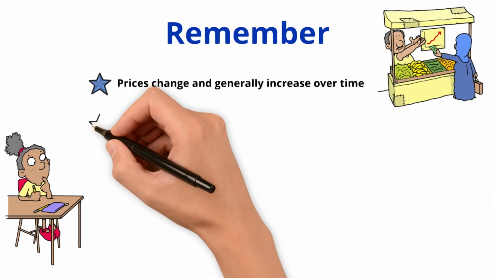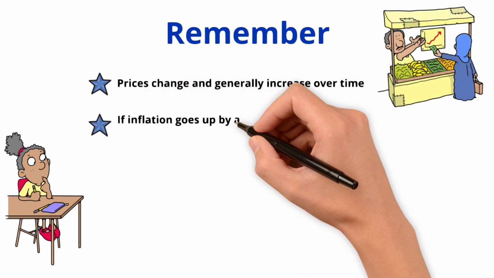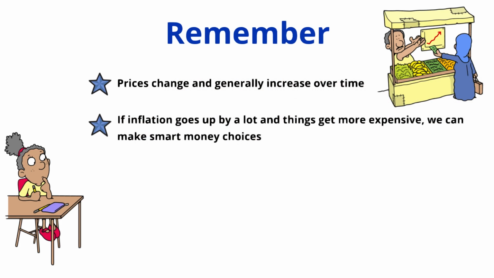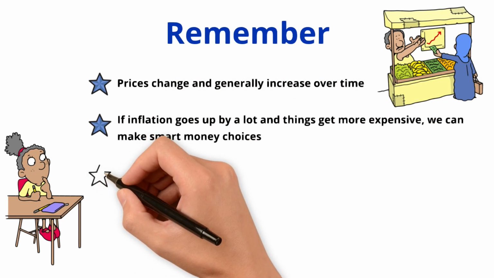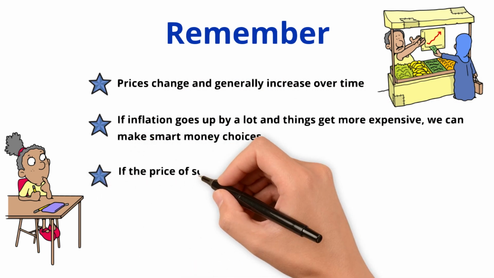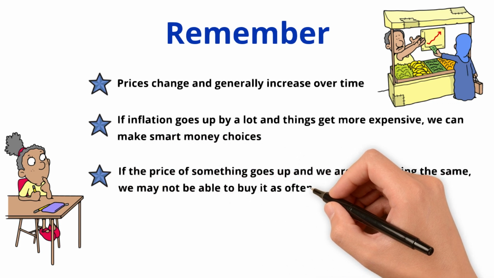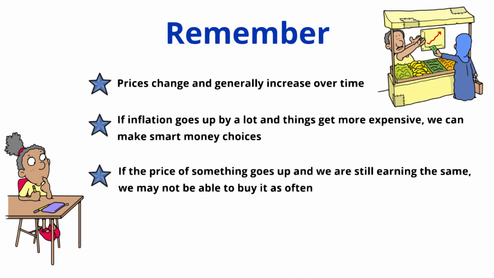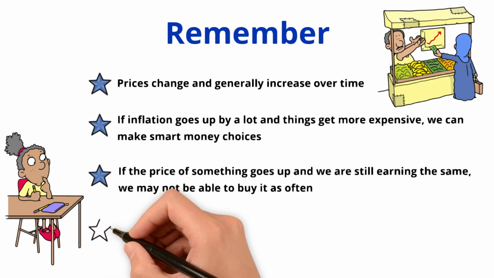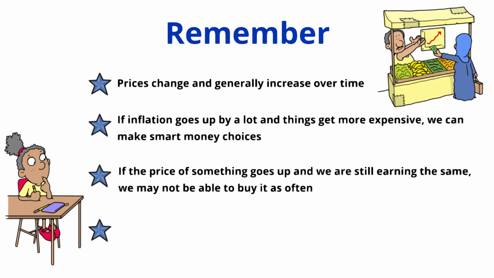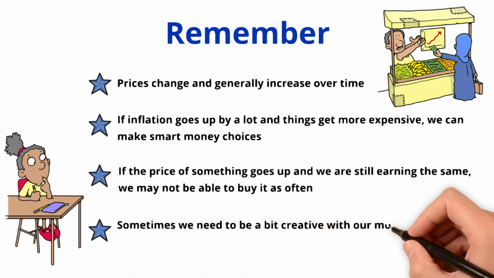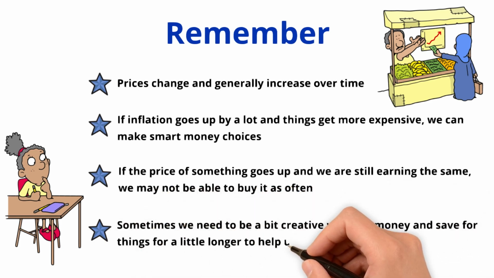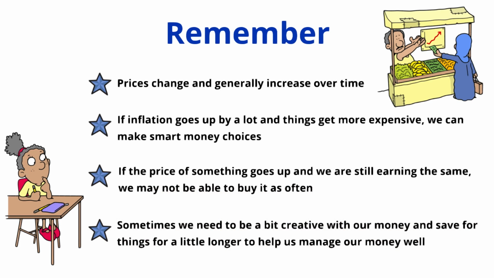What we know is that if inflation rises a lot, then sometimes we have to make smart decisions with our money. For example, if a bag of sweets goes up from £1 to £1.25, we may not be able to buy them as often if the amount of pocket money we've been given or money we're earning stays the same. Sometimes we all need to be a bit more creative with our money and save for things for a little longer to help us manage our money well.